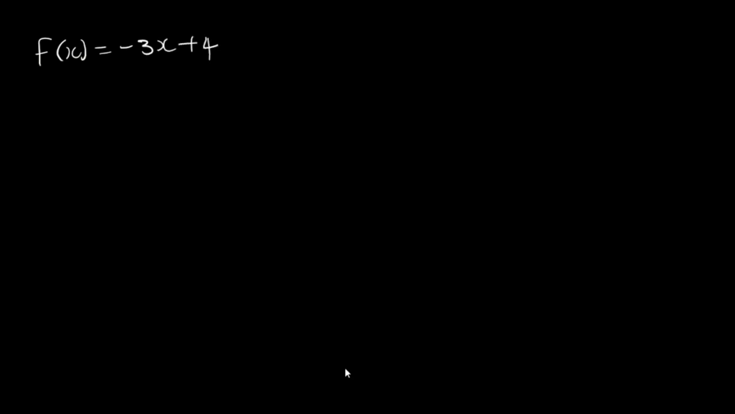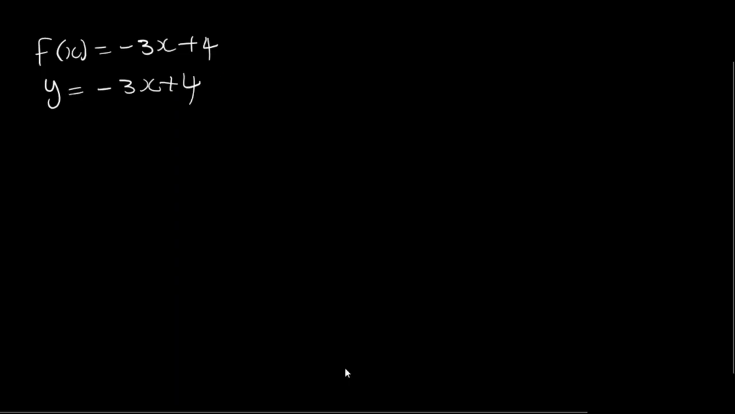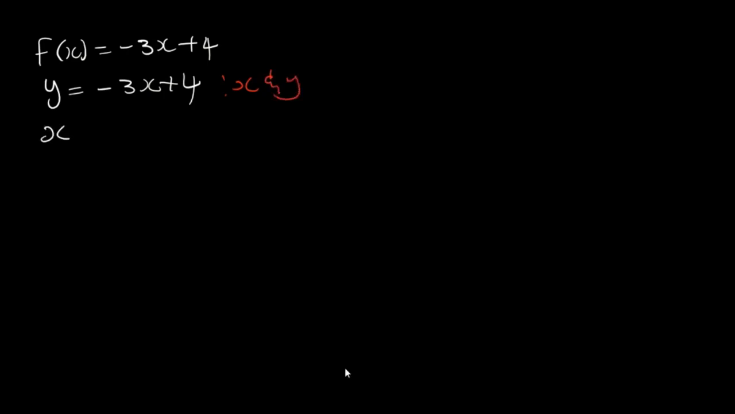of the function. So the first thing is we're going to write the equation as y is equal to minus 3x plus 4. And the second thing is we're going to interchange the x and the y. So where there's x we put y, where there's y we put x. So in this case we're going to say x is equal to minus 3y plus 4. And then the next thing is we're going to write it in standard form.